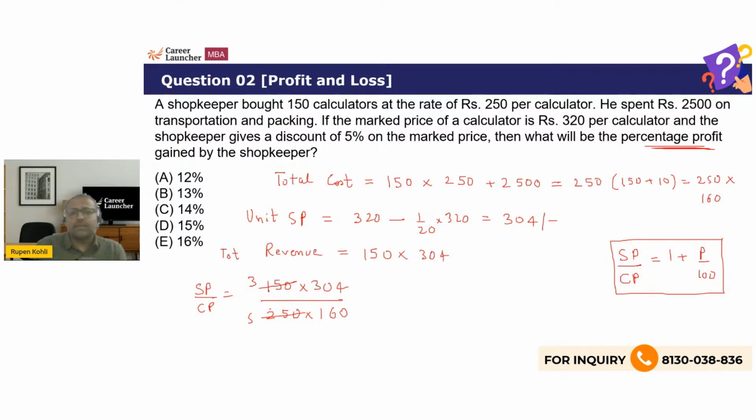150, 250. 50 can be cancelled, 3 by 5. 160, 304. I guess 16 can be cancelled here. If I have 16, then 144. Yeah, so here 16 can be cancelled with 304. So 16, 1 is 16, then 144, 9. This ratio is coming to be 19 into 3 over 5 into 10, 57 by 50. Multiply with 2, 114 by 100. You will easily understand. So this is 1.14. So selling price is 1.14 times the cost price, which means 14% is the profit.